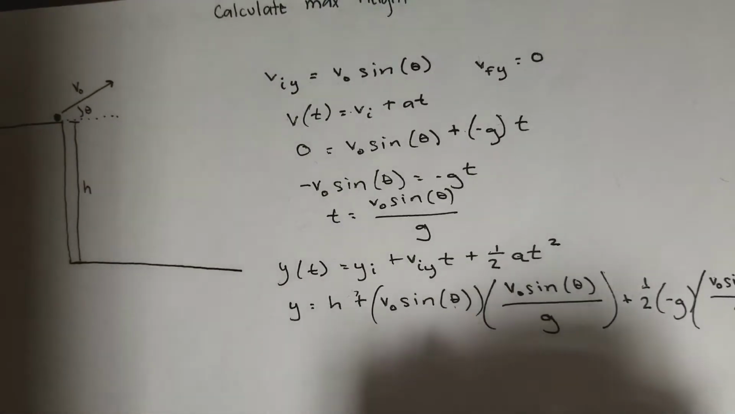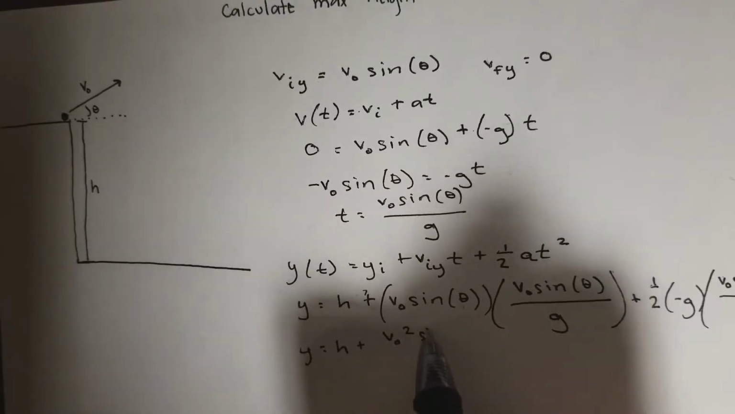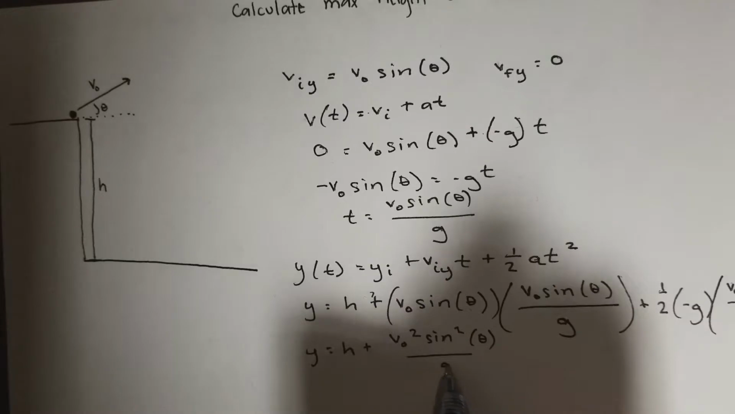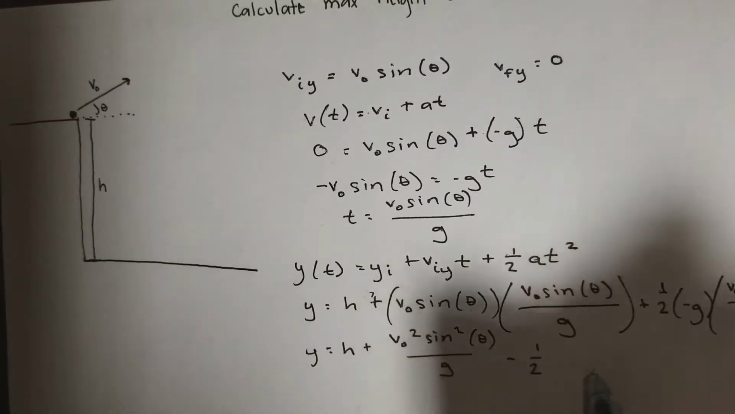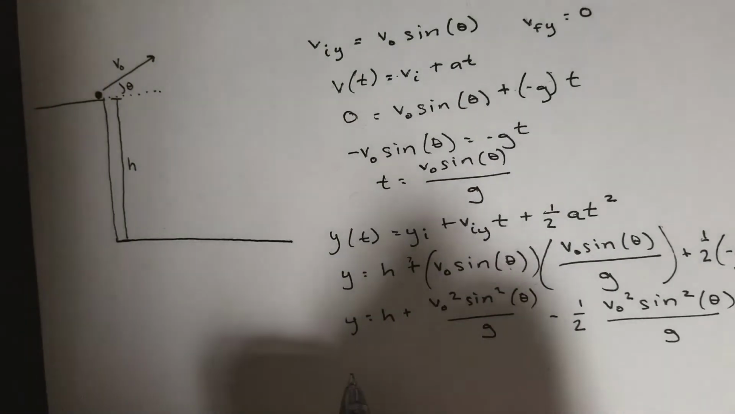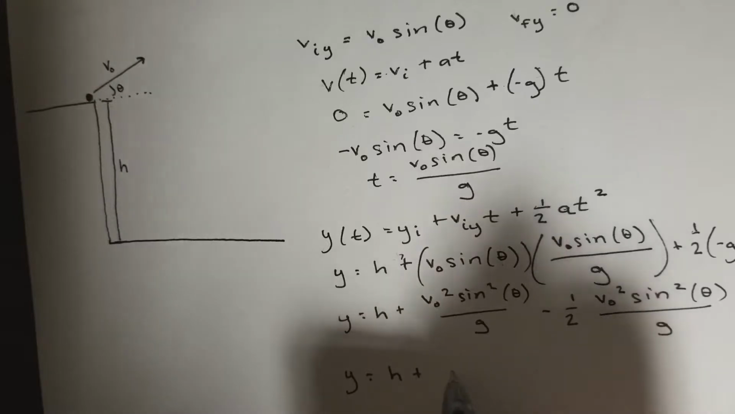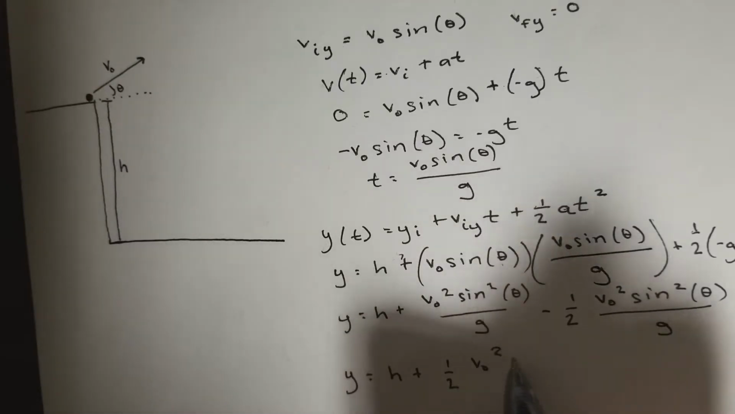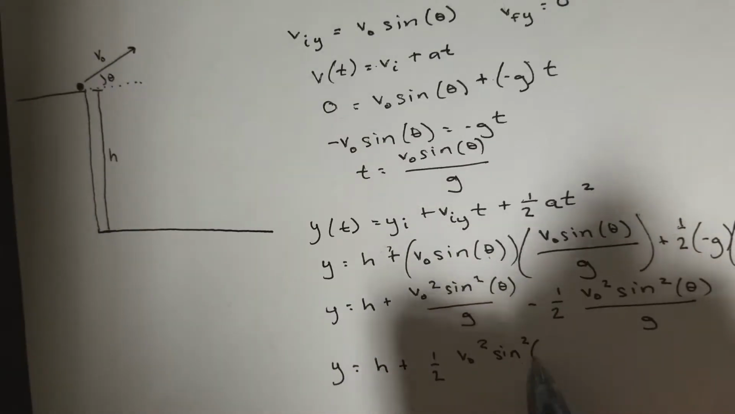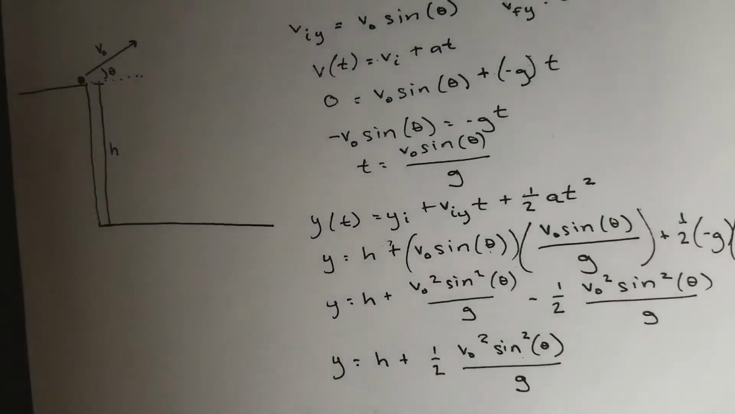which we can then solve out to be y is equal to h plus v naught squared sine squared of theta over g minus 1/2 v naught squared sine squared of theta over g, which then goes to h plus 1/2 v naught squared sine squared of theta over g, which is the height at its maximum. That's the maximum height relative to the ground.